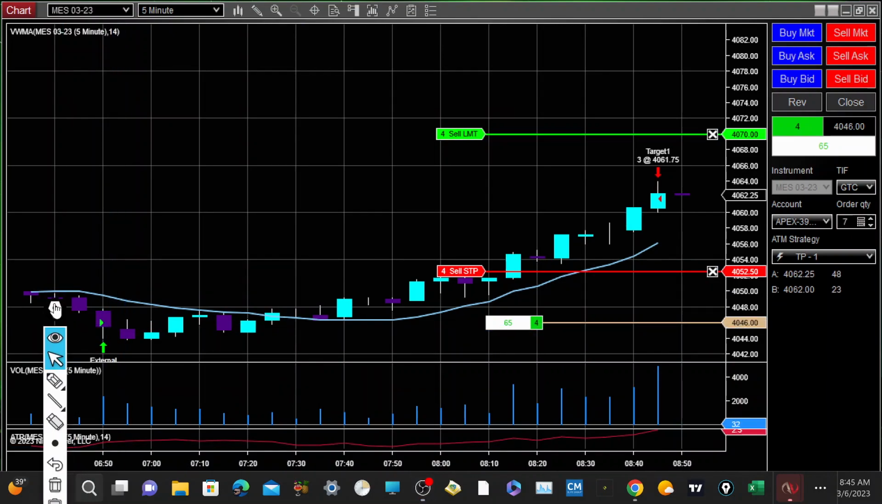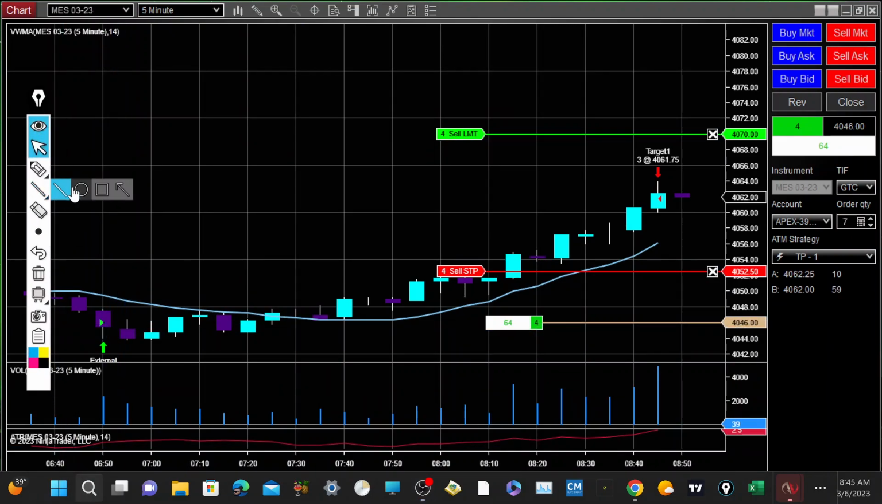Let me just pull this out. That was my entry right there at 6:46, 7 contracts. You can see this is the tick value right now. I'm 65 ticks in profit. I just took a partial here at 40.61.75. And this was the liquidity right here that I just ran into.